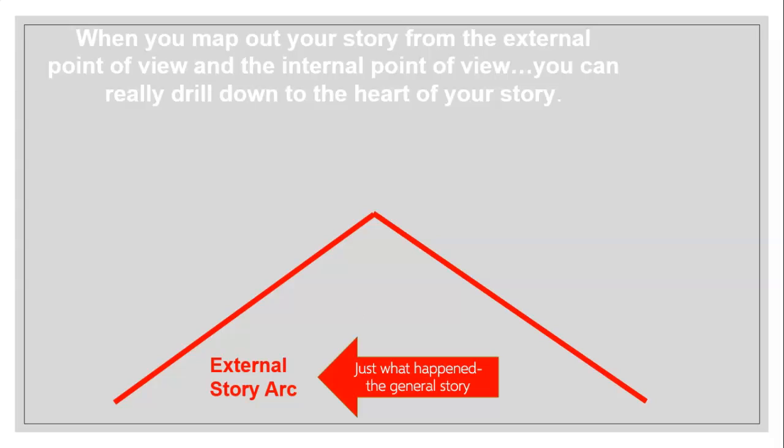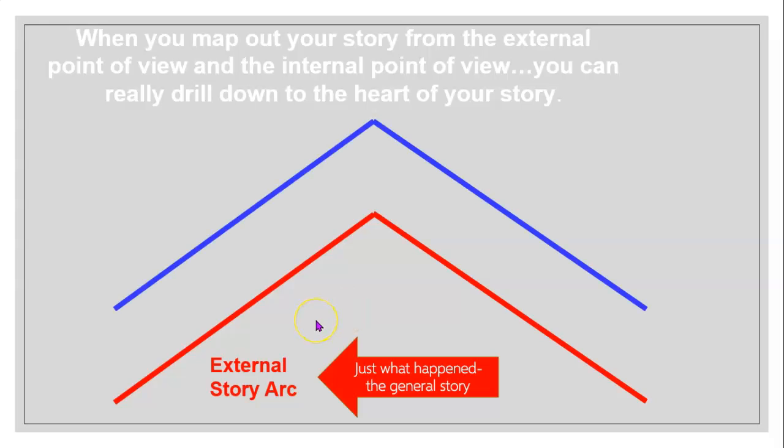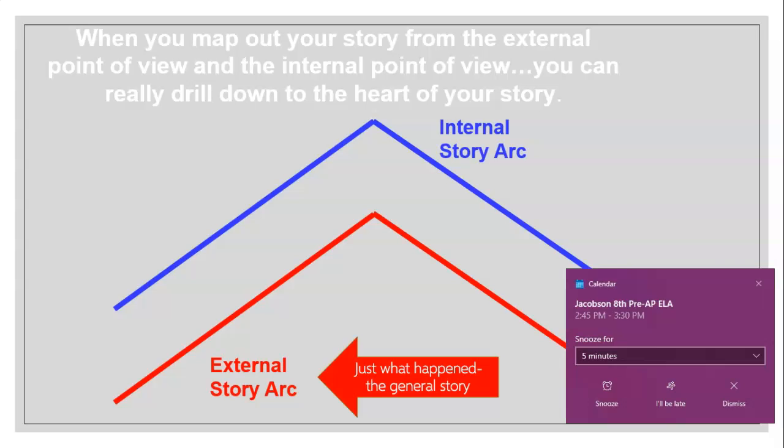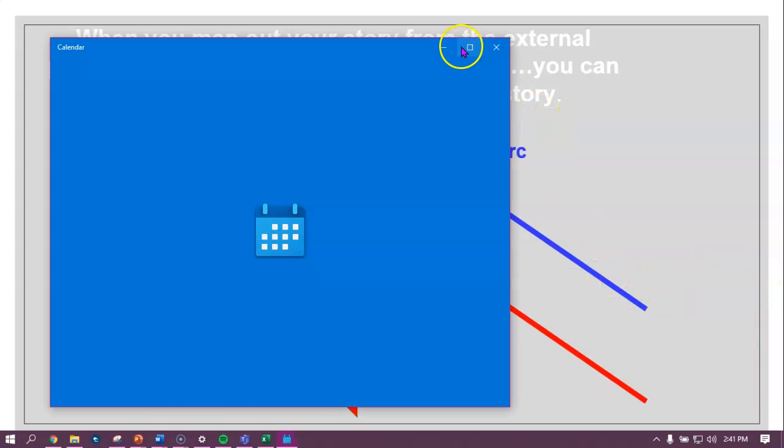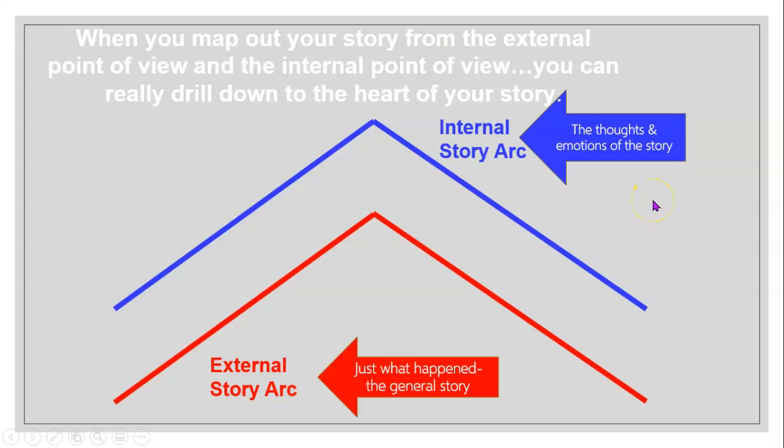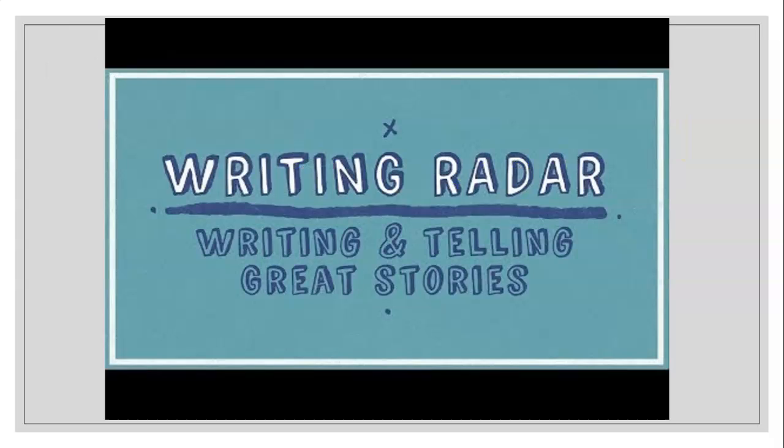You start with this, and then you use the external story arc to think about how did my character react or feel or think at each point in the story. And that's where you get your internal story arc. If your character's emotions change, if their opinions change, if they learn a lesson, any of those things, those thoughts and emotions in the story can help you come to the theme or the heart of your story.